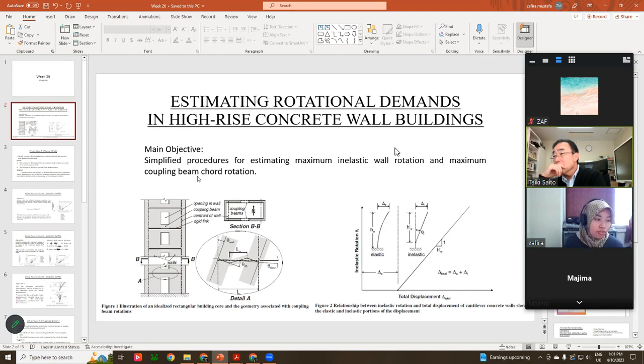From the mechanism, the objective of this paper is to simplify the procedure for estimating the maximum inelastic wall rotation and the maximum coupling beam rotation. It means it finds a simplified equation to relate the rotation of the wall and also the rotation of the coupling beam. And here we have elastic displacement and also inelastic displacement. For elastic displacement, the rotation is considered from the total height of the wall. Meanwhile, for inelastic, it is considered from the plastic hinge, which is here. Yes, there's a difference between these two.